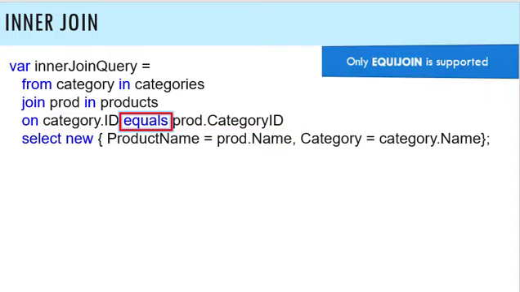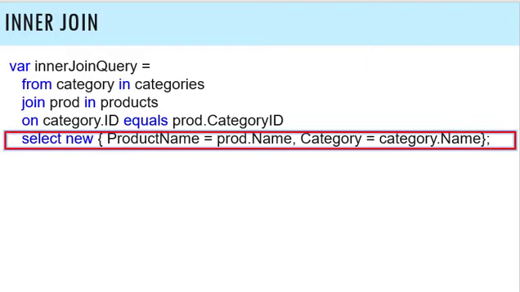Note that equals is the only keyword which can be used to compare two properties or objects in the on clause. You cannot use the equality operator or any other condition. Only equijoin is supported. This point needs to be remembered. And then the select statement is used to create an anonymous object with fields from both the sequences. This query produces a flat sequence of product name category pairs.